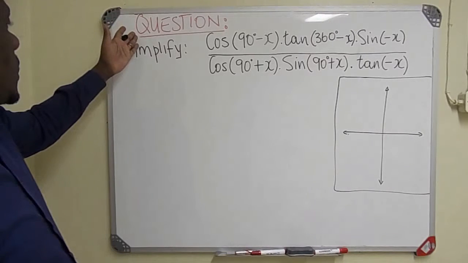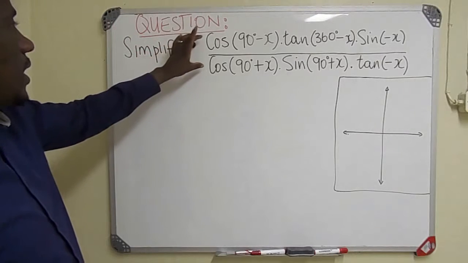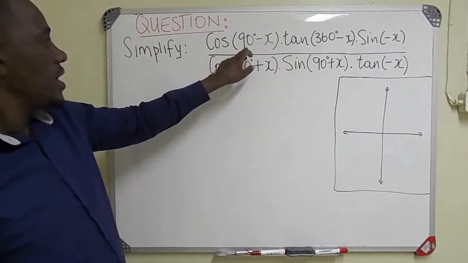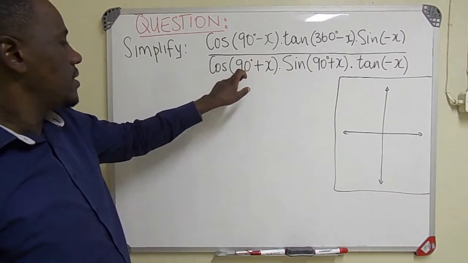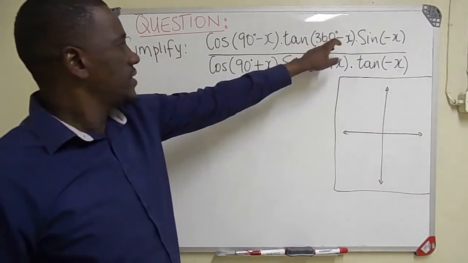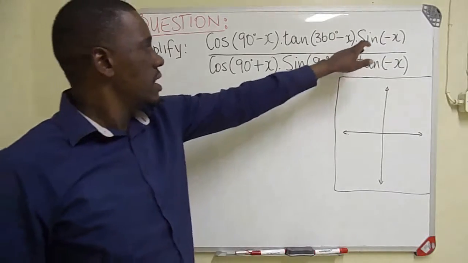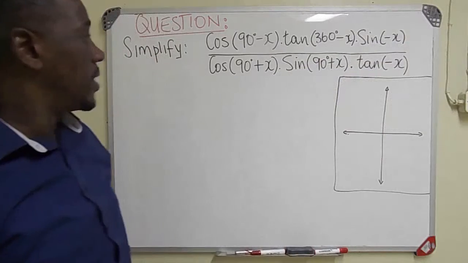The question here is about simplifying a trig expression. This angle here is 90 minus x. This angle is 90 plus x. 360 minus x. And 90 plus x, minus x, minus x as well.